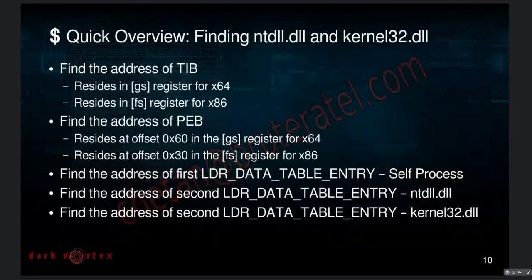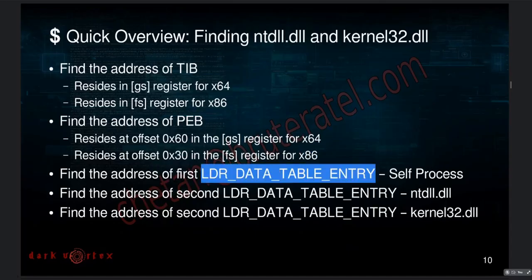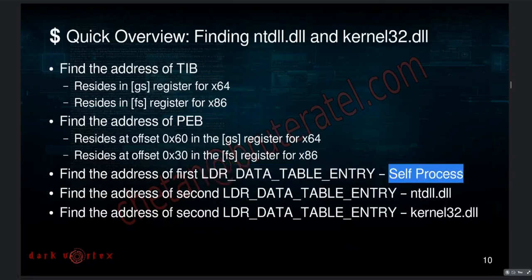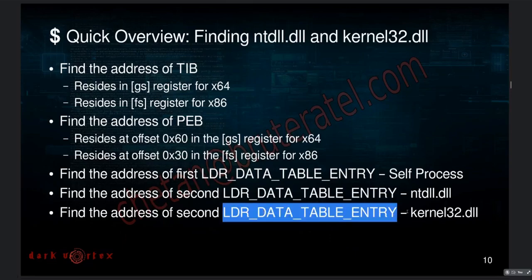So this is the whole summary of what we were actually trying to do. Find the address of TIB, find the GS and the FS segment register for x86, GS for x64. Find the address of PEB, 0x60 for 64 and 0x30 for 86. Find the address of LDR data table entry. The first value will always be the process itself, which in our case was CMD. The second value was NTDLL, and the third value that we had was kernel32, and then we can go on from here on out.